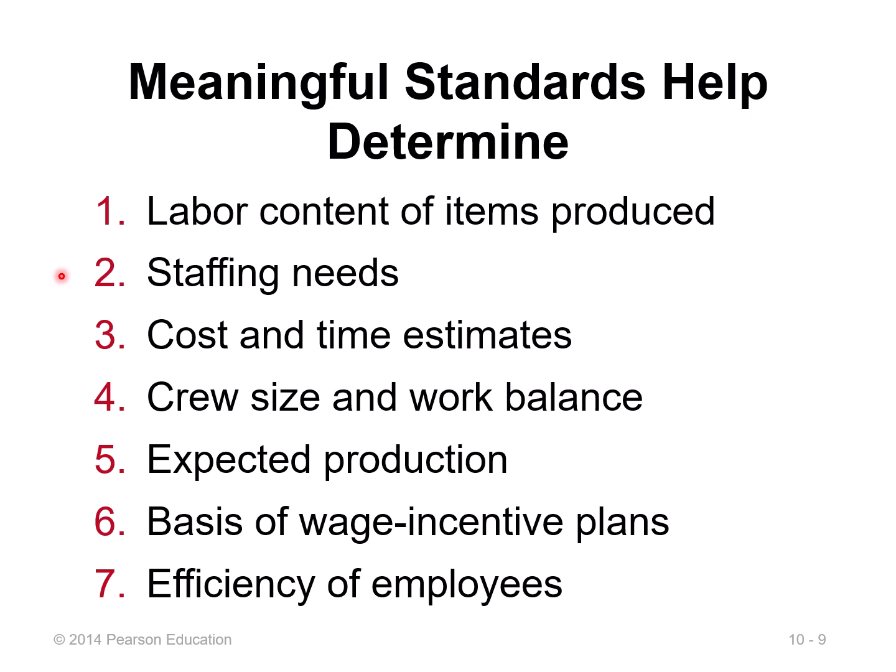And then the crew size and work balance, avoiding overstaffing or understaffing. And then next is expected production, so it sets realistic goals for output. The sixth one is basis of wage incentive plan, so ensuring fair compensation based on effort. And then the last one is efficiency of employees, so measuring performance and finding ways to improve. So here again, by considering these factors, companies can develop a more structured and efficient work system.